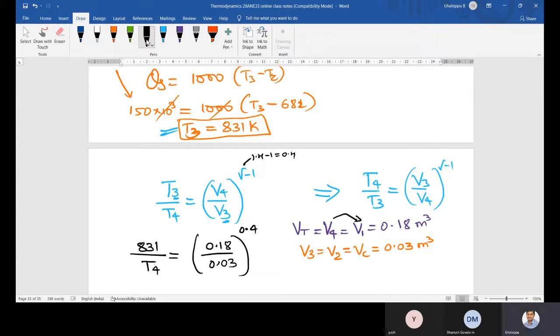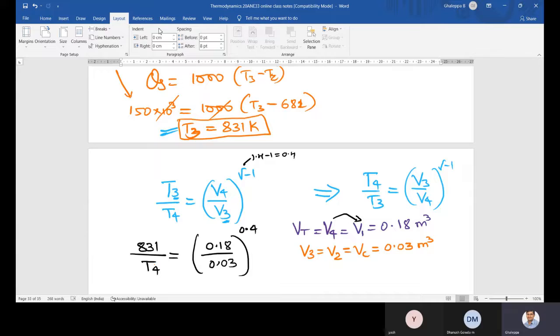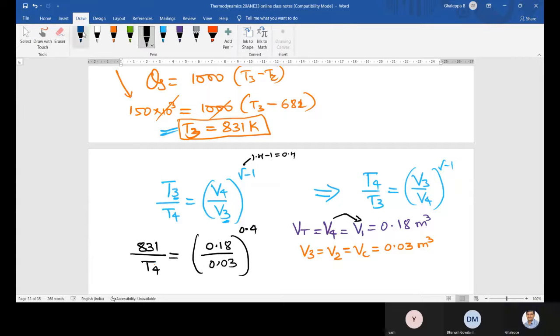So T4 is the only unknown. So 0.18 by 0.03 to the power of 0.4, and then 831 divided by this answer. So I am getting T4 as 405.8 Kelvin.